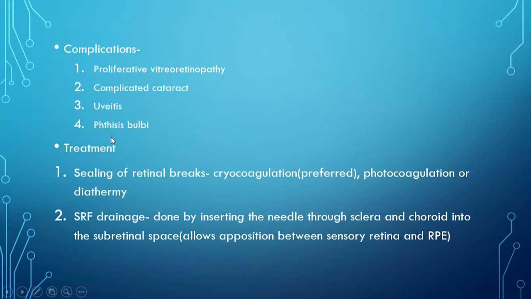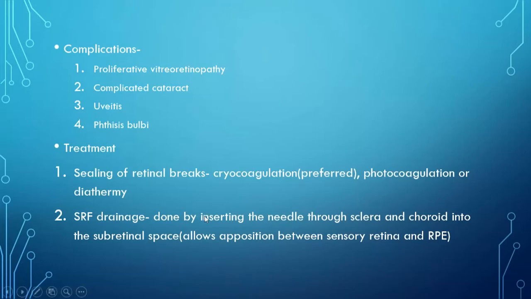Coming to the treatment, which is important in rhegmatogenous type of retinal detachment. First you need to seal the retinal break. There are various methods which can be used, but the most commonly preferred method is cryocoagulation, and photocoagulation or diathermy can also be used. Next, coming to SRF drainage, you need to drain off the subretinal fluid so as to oppose the neurosensory retina with the retinal pigment epithelium. So to cause the opposition of both of these layers, you need to do SRF drainage.